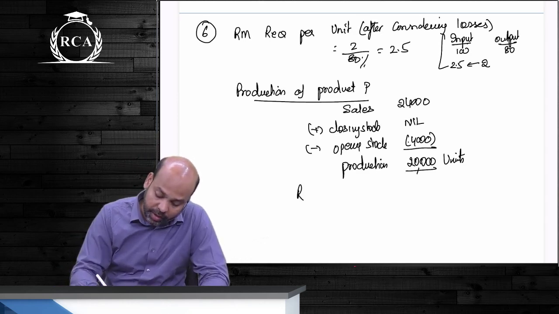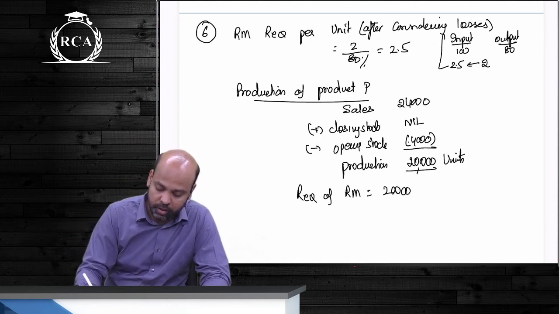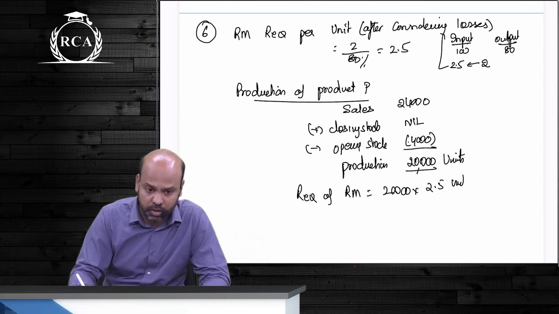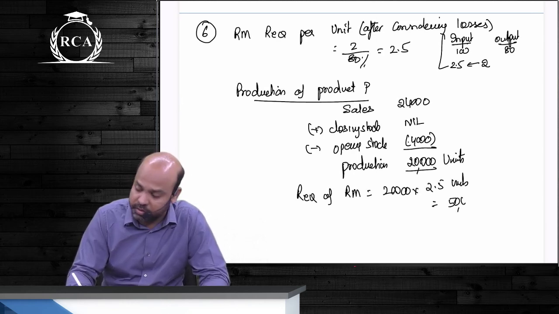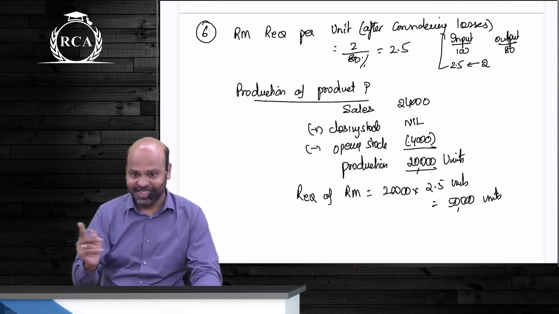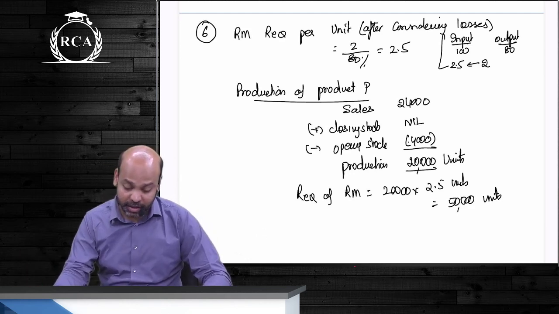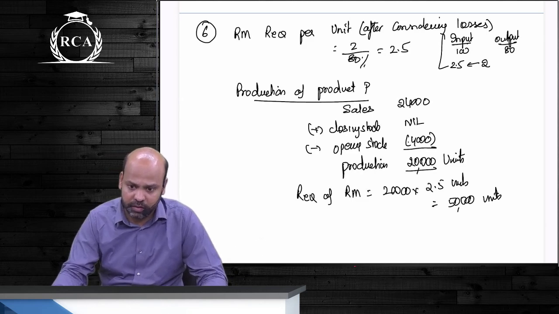So what will be the requirement of raw material, guys? Will you multiply 20,000 by 2 or 2.5? So proud of you guys. 50. Yes guys, requirement of raw material will be 50,000 units.